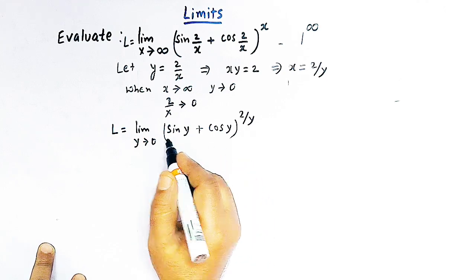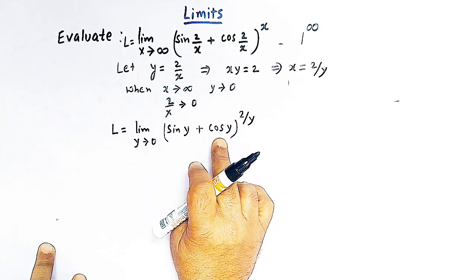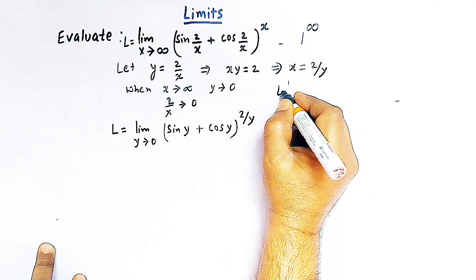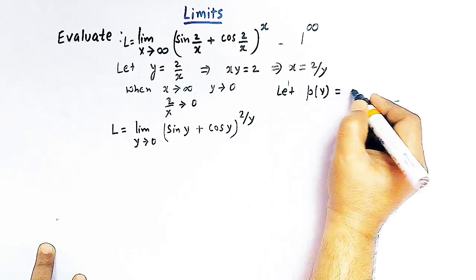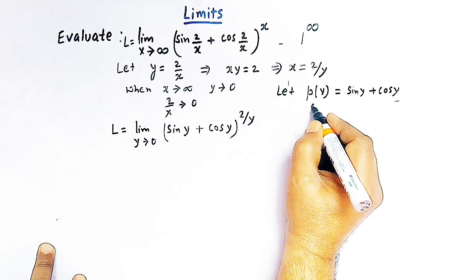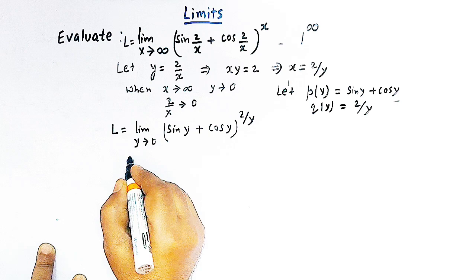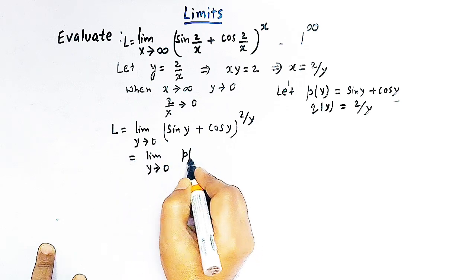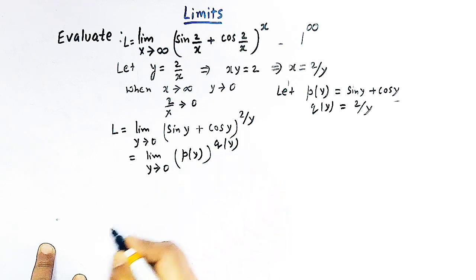So now here we have two functions. The first one is sin y plus cos y, and the second function is 2 over y. Let us assume the first function as p(y) = sin y + cos y, and q(y) = 2/y, so that this limit can now be written as limit y tends to 0 of p(y) raised to q(y), right?